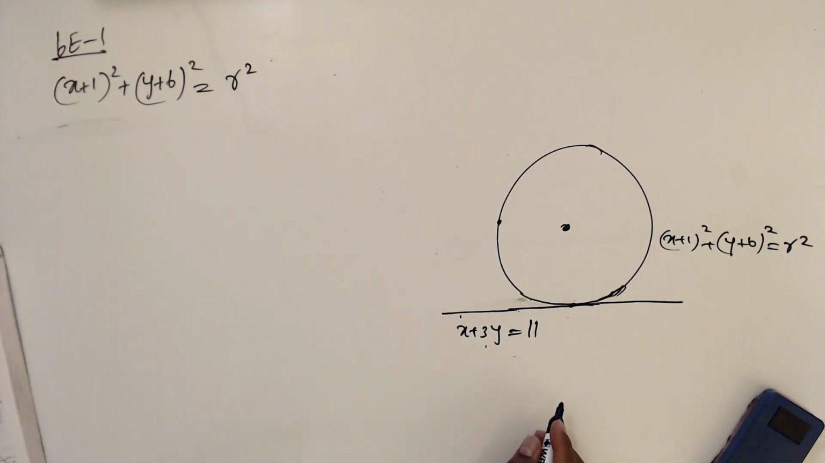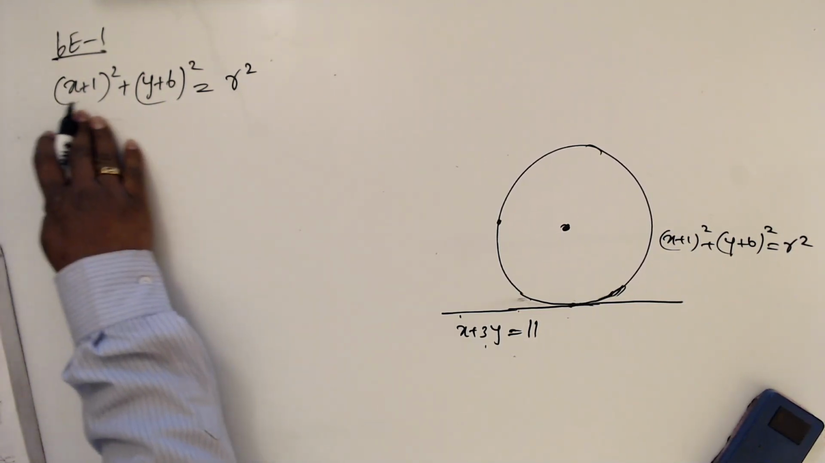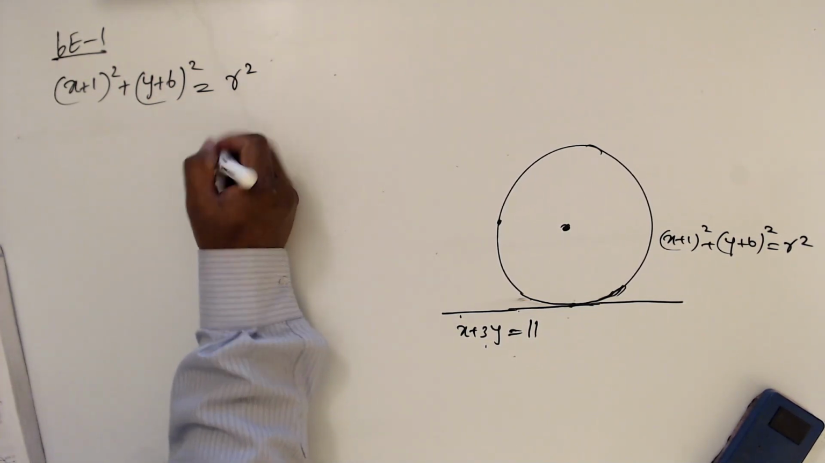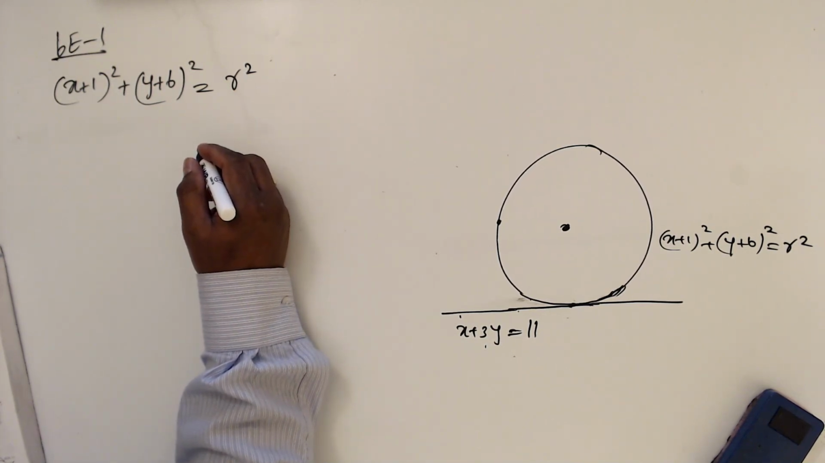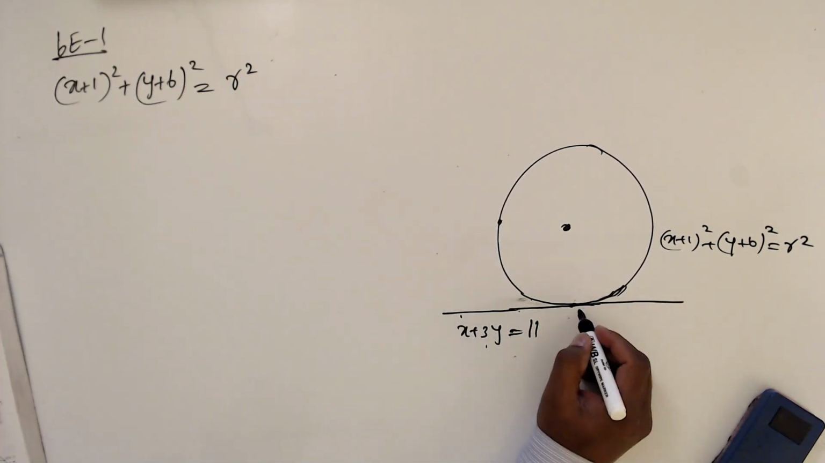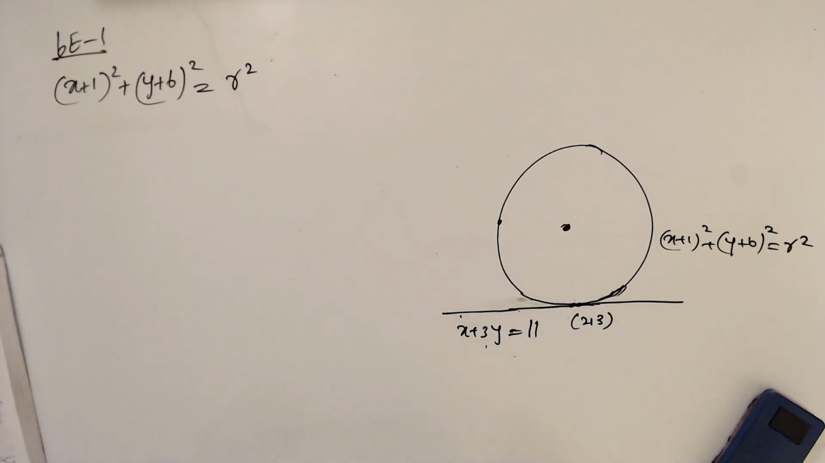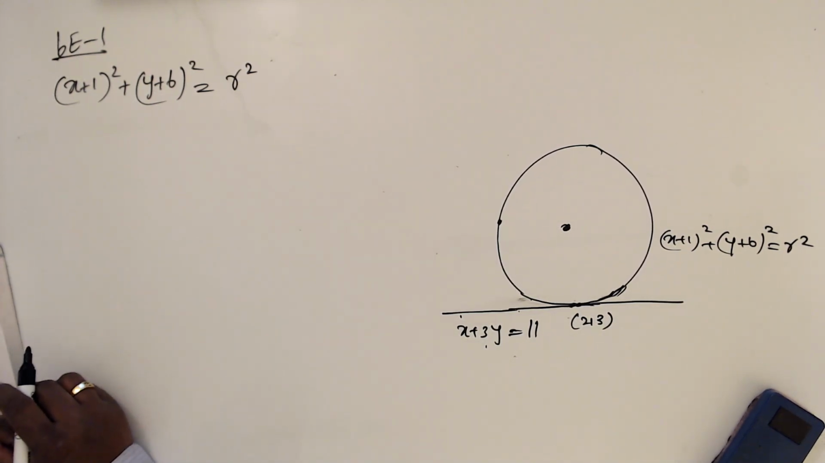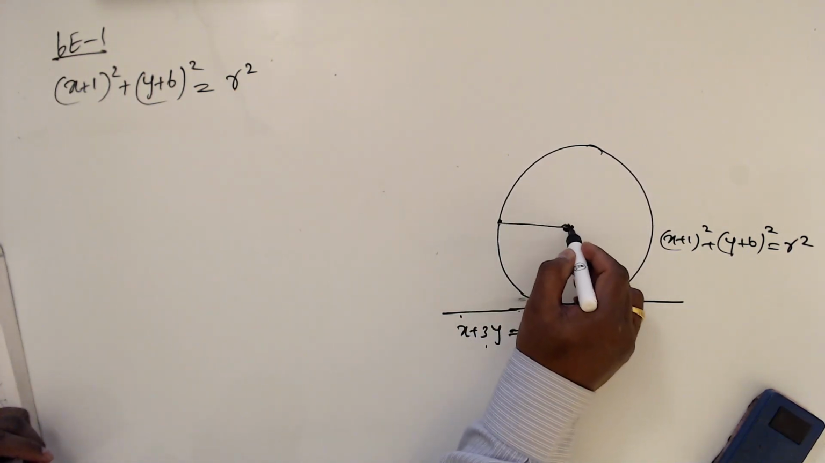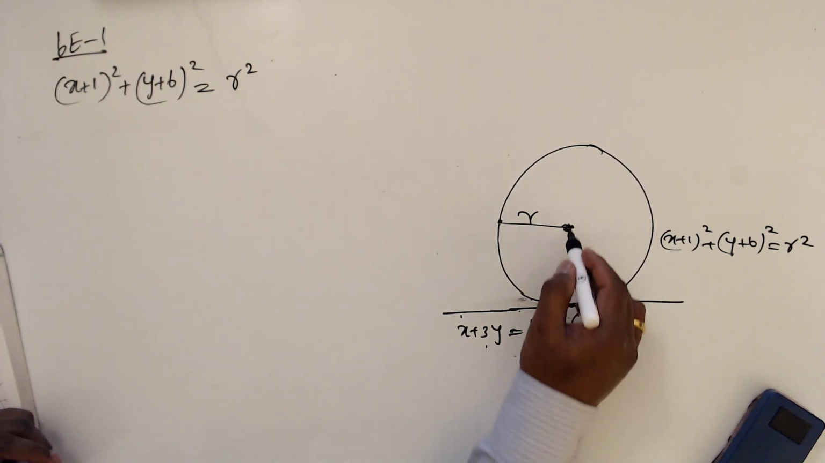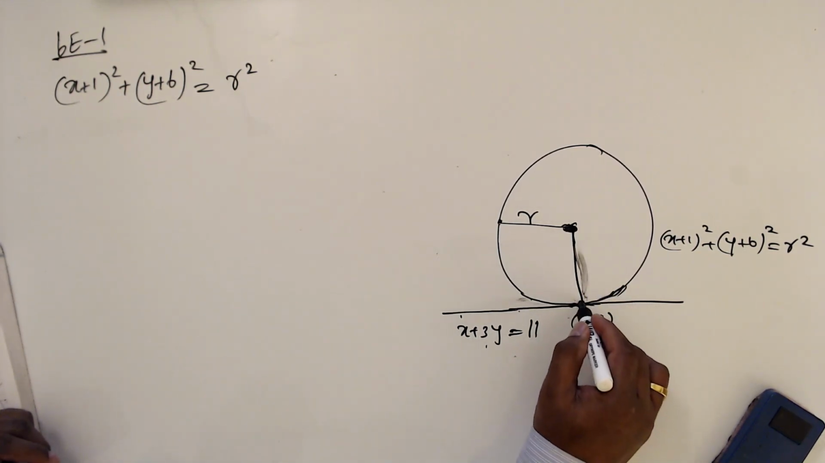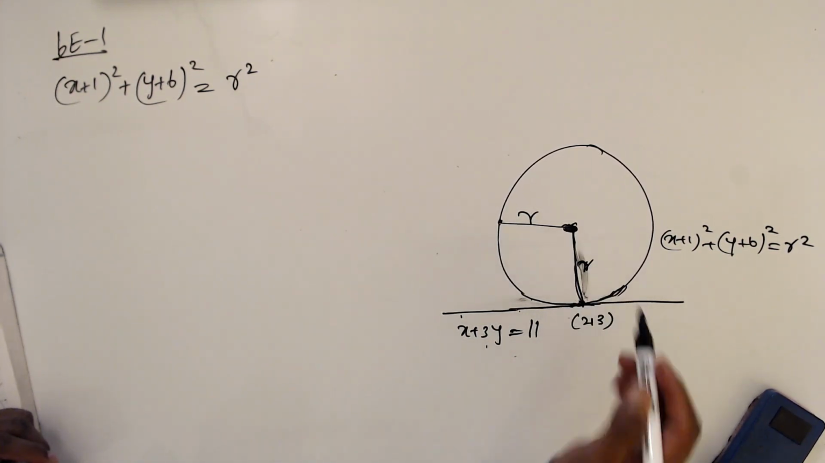Question number 61. So this is the equation of the circle and we need to find the radius. So we know that this line touches at (2, 3). Now we want to find the radius r. If I draw a line to this (2, 3), that is also a radius.